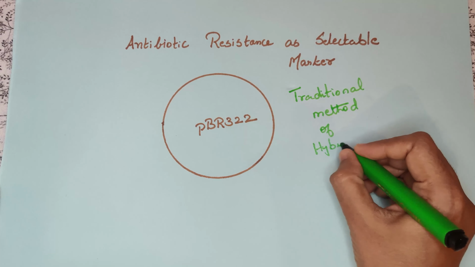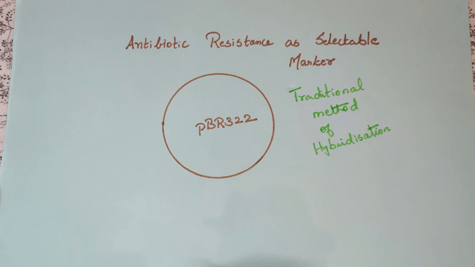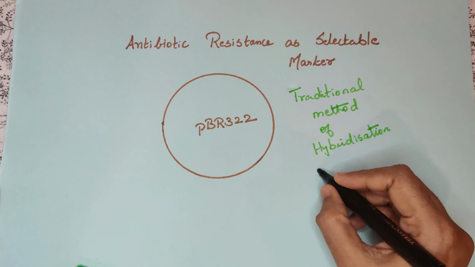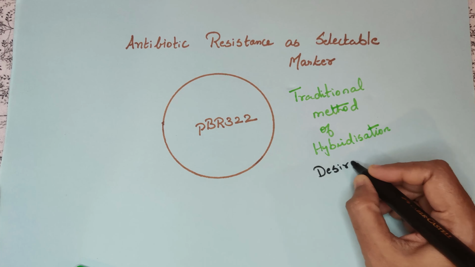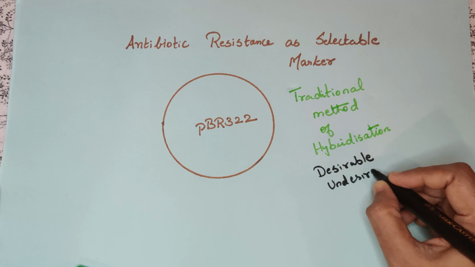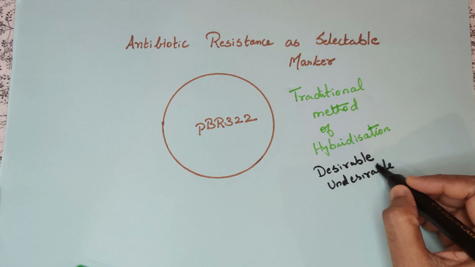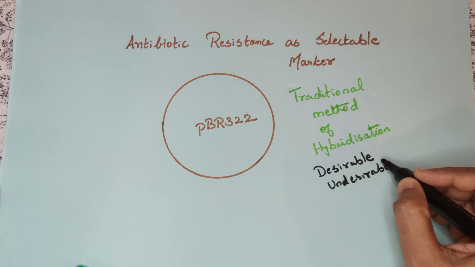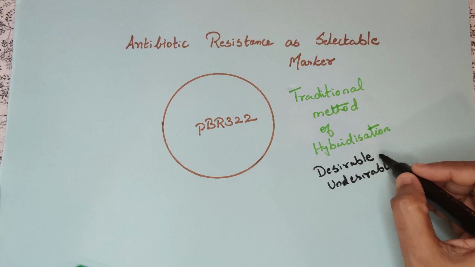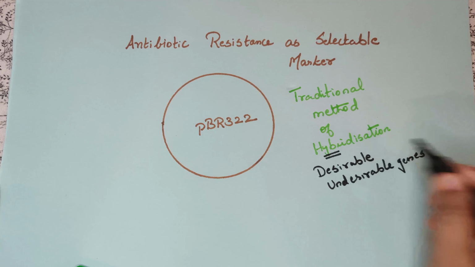The traditional method of hybridization says that when you are crossing two plants, both desirable and undesirable genes get inherited. So that is not the purpose of doing this process. Why? Because it's going to be a very long process, a lot of energy is needed for that, and undesirable genes are also taken into account in this type of hybridization.